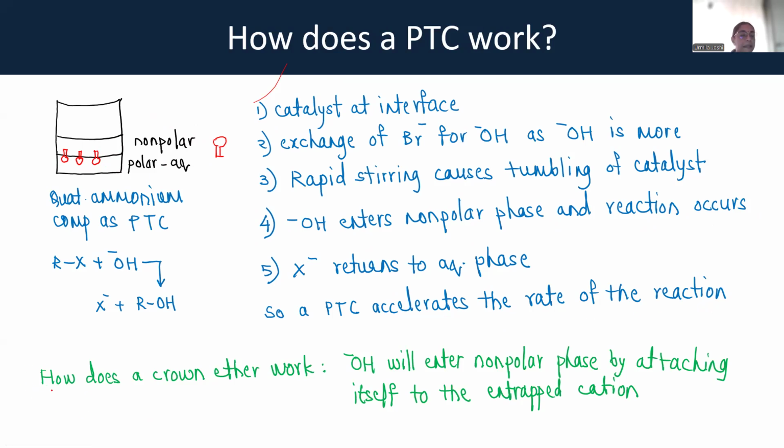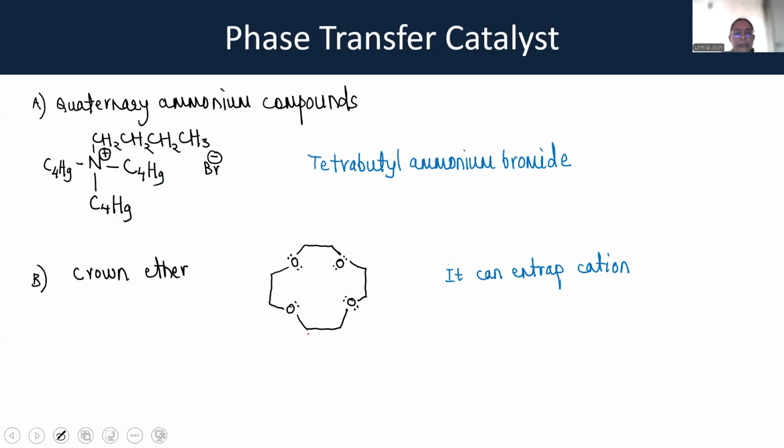Okay. There is another phase transfer catalyst, and that is a crown ether. How does it work? OH enters the nonpolar phase by attaching itself to the entrapped cation. This structure entraps a cation. Okay. And associated with the cation is anion. So, the anion is transferred by phase transfer catalyst.